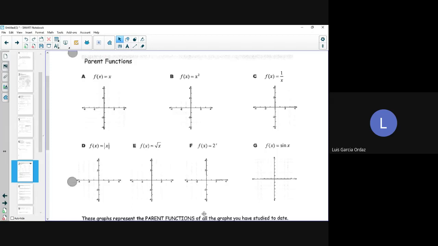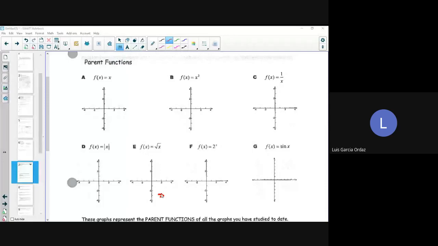All right. So we're going to start with our parent functions. Okay. Hopefully this works. It works. Okay. So we have our parent function f of x is equal to x. What would my x and y intercept be for that one? The origin, okay? And you're literally just going up by 1, okay?